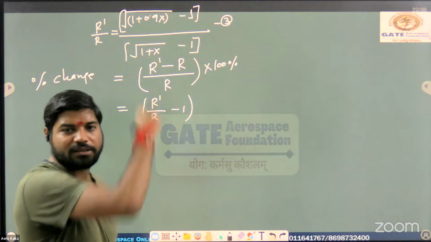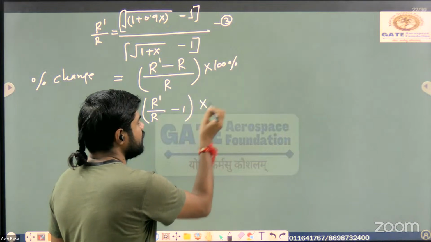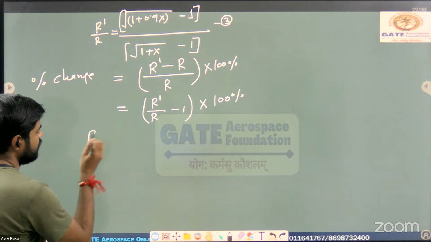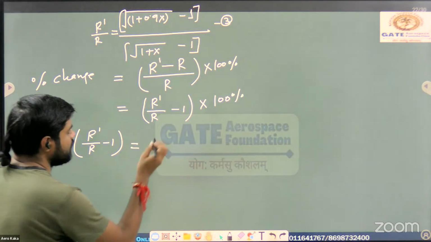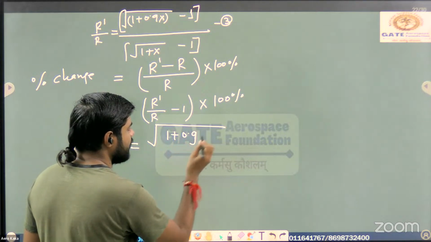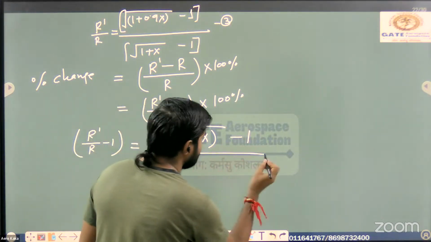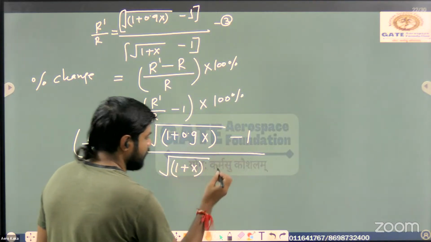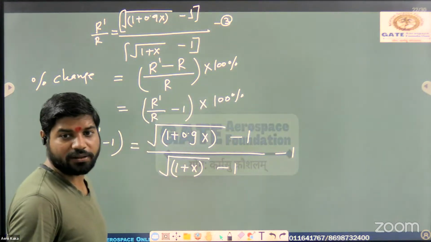So what you are having is this R prime upon capital R, right? Just calculate what is this R prime upon R minus 1, and then calculate what is the percentage change. Let me write here. This R prime upon R minus 1 is equal to root of 1 plus 0.9x, please correct me if I'm wrong, divided by root of 1 plus x minus 1, and then minus 1 here, right? Clear?